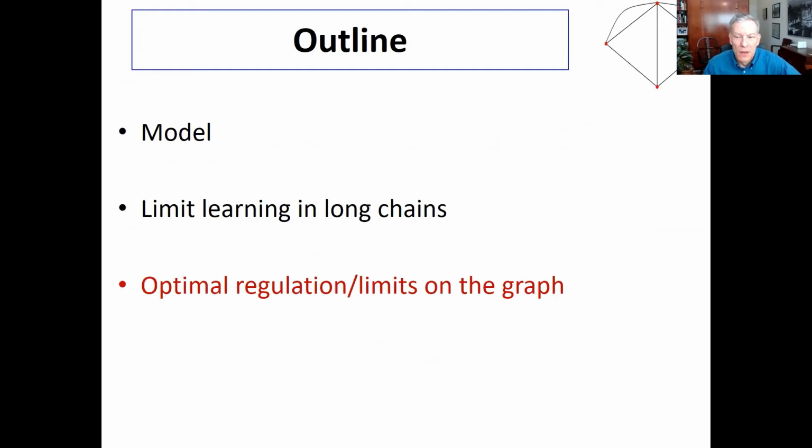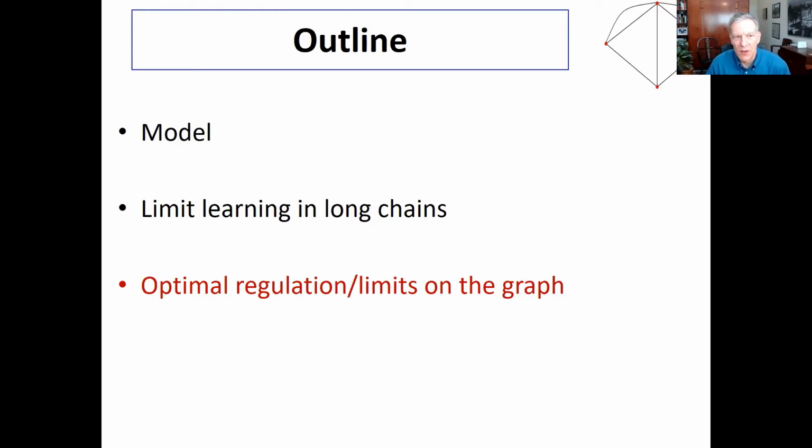Okay. So now we're going to talk about optimal regulation and limits on the graph. And what I want to do is take you through a very simple variation on this model where instead of only learning from these very, very long chains, we'll make this more realistic. Now there are some messages that come to me from people close by, but there are also messages that reach me from long distances.